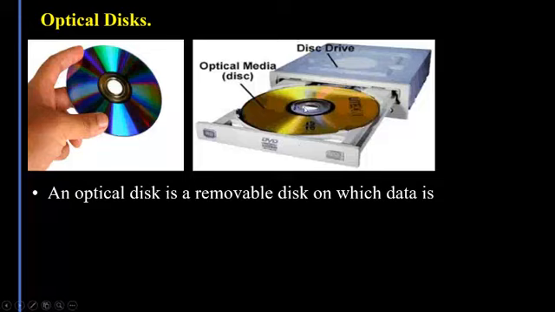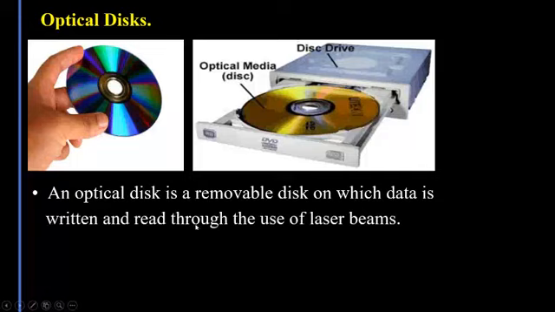Now, an optical disc is removable. You can see here, you can insert it, but you can also remove it, the way it is held using a hand by its edge. You can put it in the drive and use it, but you can also open that door and remove it. So it is removable. So an optical disc is a removable disc on which data is written and read through the use of laser beams.